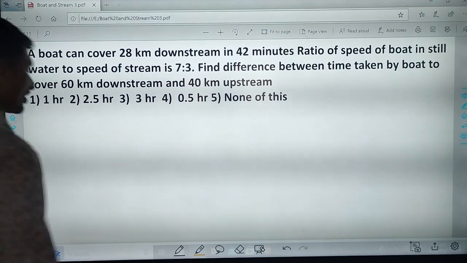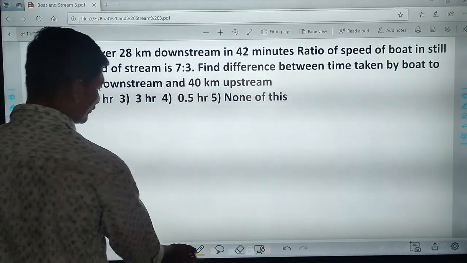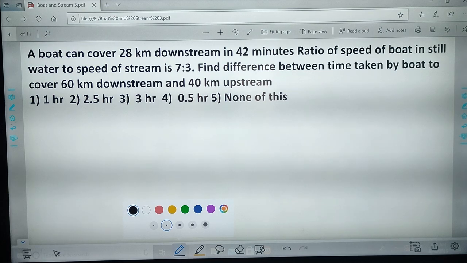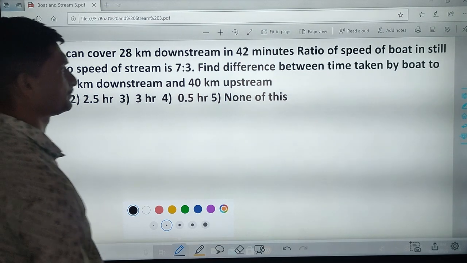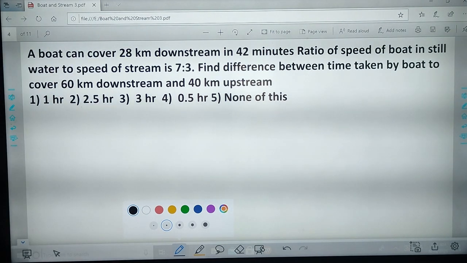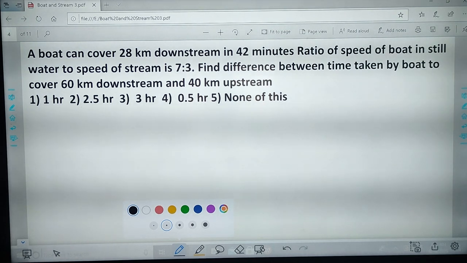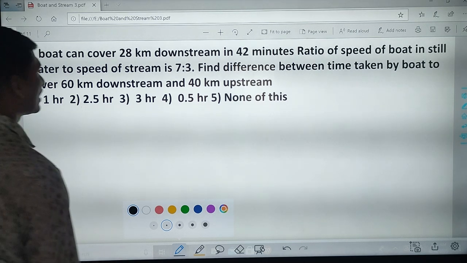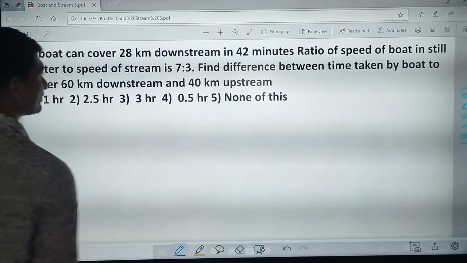Now next. A boat can cover 28 km downstream in 42 minutes. The ratio of speed of boat in still water to speed of stream is 7:3. Find the difference between time taken by the boat to cover 60 km downstream and 40 km upstream.